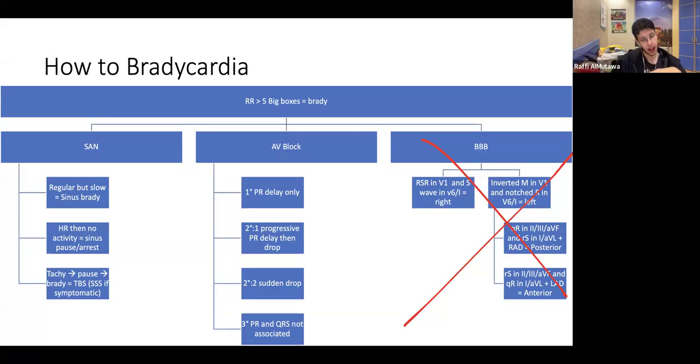That one's dangerous. That one's as, if not almost as dangerous as third degree, where the PR and the QRS don't even relate. Like you have P waves just kind of bouncing, and then you have a QRS kind of for some reason. It's like lost and loster. That's what I like to think of them as.